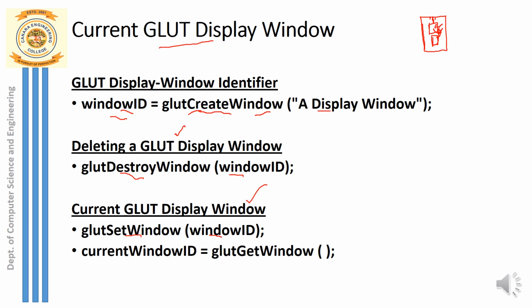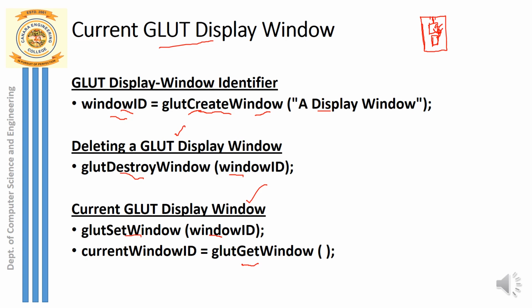So that background display window, whatever was there in the background now, will be set as the current active display window. That means, in other words, you are moving that display window to the forefront. So glutSetWindow is the function to get the background display window into the forefront. Next we have the glutGetWindow function.